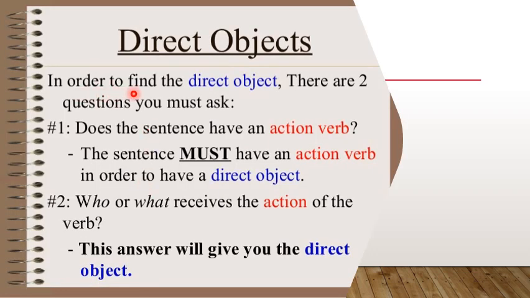In order to find the direct object, there are two questions you must ask. Does this sentence have an action verb? And who or what receives the action of the verb? So, if you have a sentence, the first thing that you're going to look for is the action verb. After you find the action verb, you're going to ask yourself two questions. Who or what? Who receives the action? Or what receives the action? If you have the answer to this question, it means that you found the direct object.